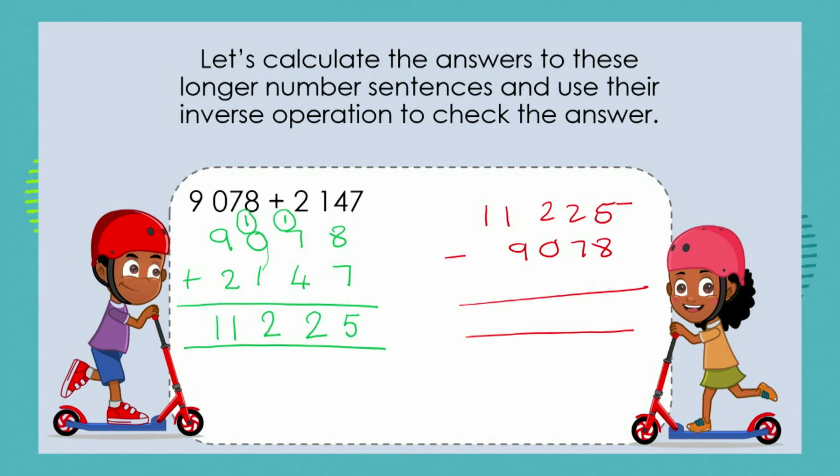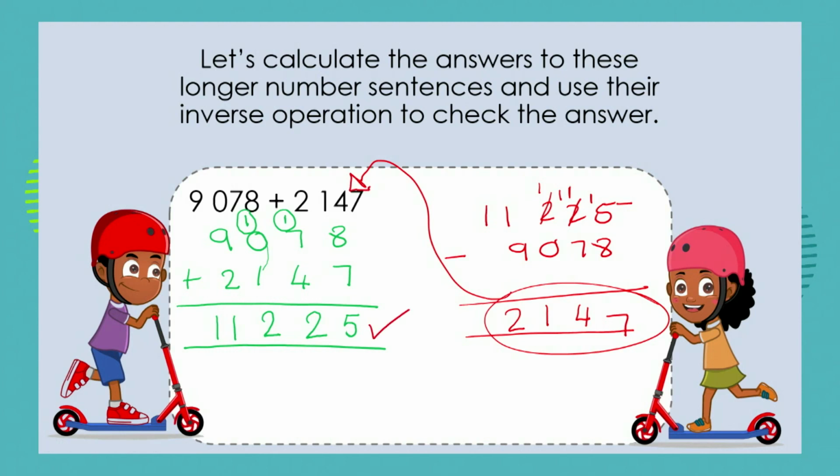5 minus 8 we cannot do. We borrow. We make this a 1. We make this a 15. 15 minus 8 is 7. 1 minus 7 we cannot do. We borrow. We make this a 1 and that a 11. 11 minus 7 is 4. 1 minus 0 gives us 1, and 11 minus 9 gives us 2. So our answer is 2,147. We compare it back to original question and we'll see that means this answer is absolutely correct.